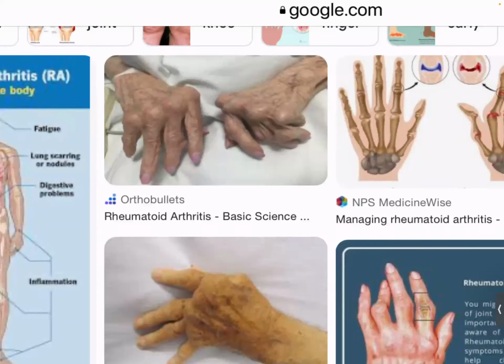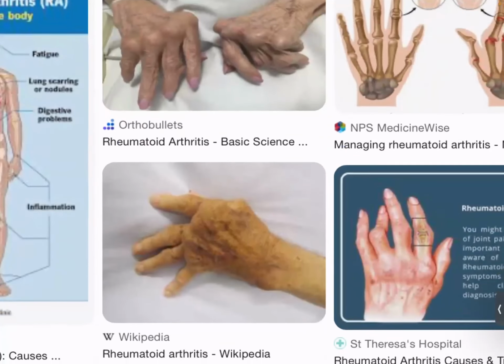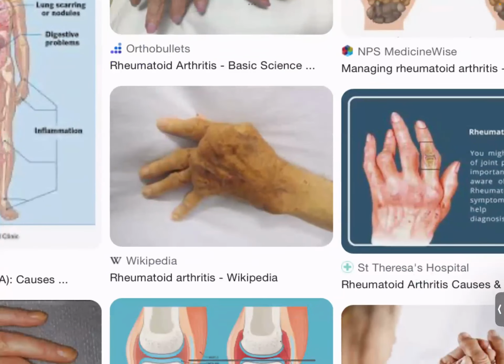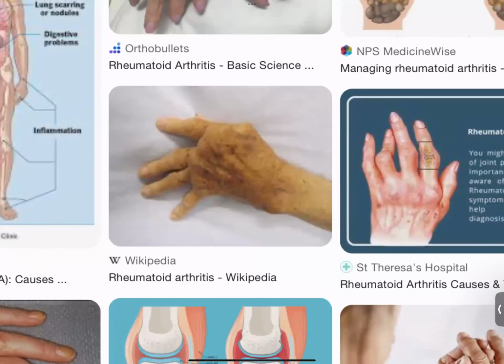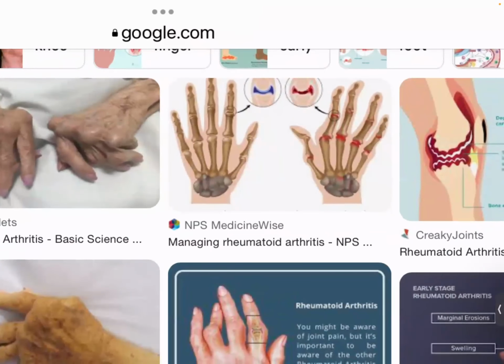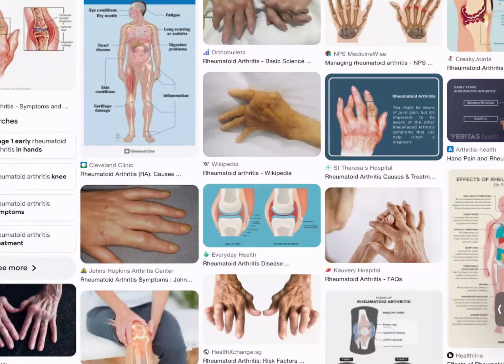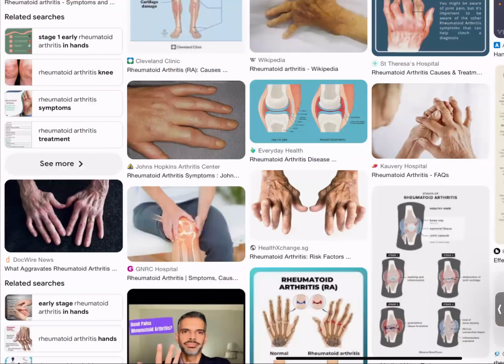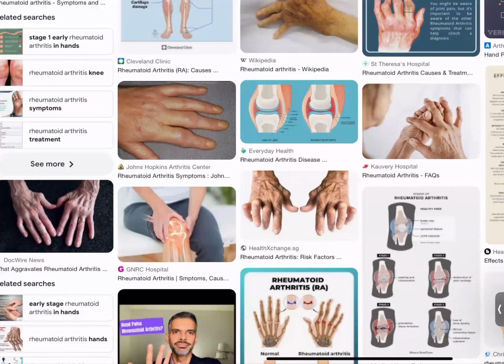Okay, so this is rheumatoid arthritis with all the deformities of rheumatoid arthritis. In rheumatoid arthritis, you may have deforming arthropathy. Deforming arthropathy is any change in the shape of the joints. This is deforming arthropathy. We have what's called Jaccoud's arthropathy, and we have rheumatoid arthropathy.